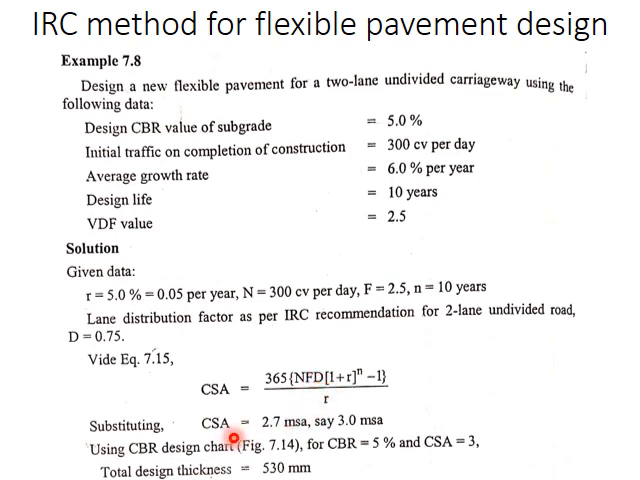Again, the cumulative number of standard axles can be obtained. You have the value as 3 MSA, so you can use the first chart. For 3 MSA and CBR 5%, the total design thickness from the y-axis is 530 mm.